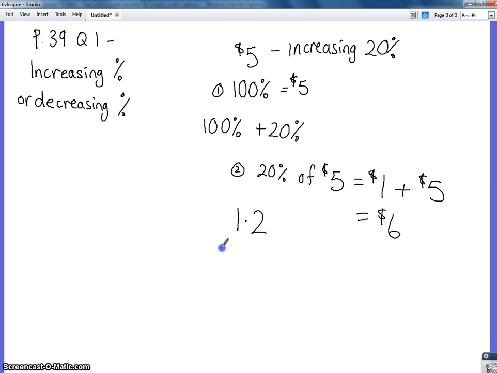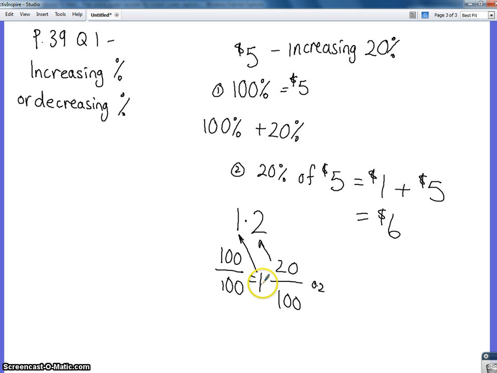How did I get that? 100 over 100 is 1. Yeah? And 20 over 100, the extra 20%. Remember, anytime we see a number with a percent sign, it is the number divided by the 100. That shouldn't be foreign to you. Yep. And that equals, we should know, 0.2.